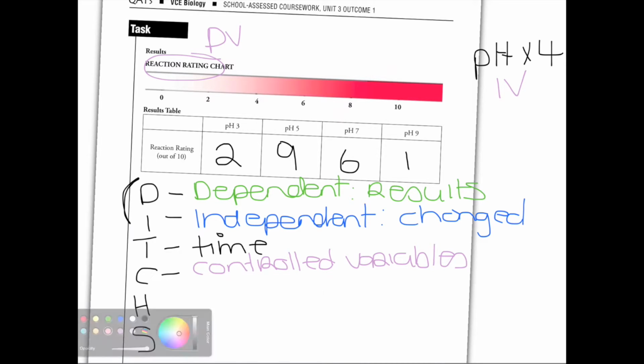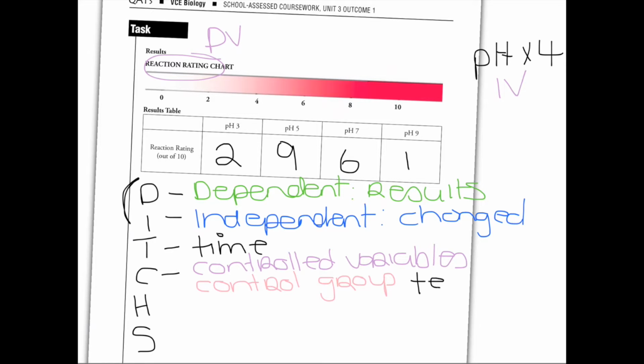Now, we have something else that starts with C called a control group. A lot of students get this confused. They think that controlled variables and control group are exactly the same. A control group is a test that doesn't have an independent variable. So it will be whatever the normal situation is.